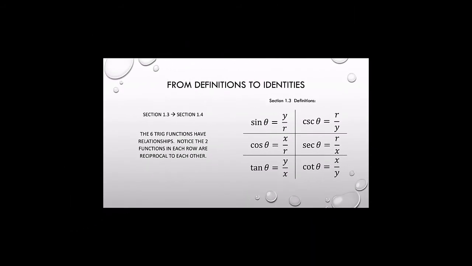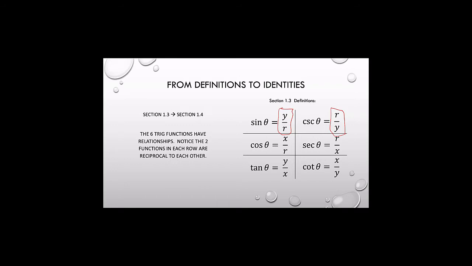Okay, so let's walk back to section 1.3 and remember that in 1.3 you were introduced to the definitions of the 6 trig functions: sine, cosine, tangent, cosecant, secant, and cotangent, and they are shown here on this slide. Within these definitions, there are some interesting relationships. That is what we want to explore in section 1.4. So let's first observe that y over r becomes r over y for that row. Sine is defined as y over r, but cosecant is r over y.